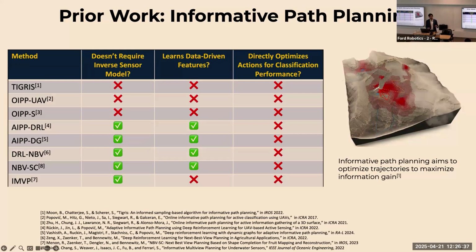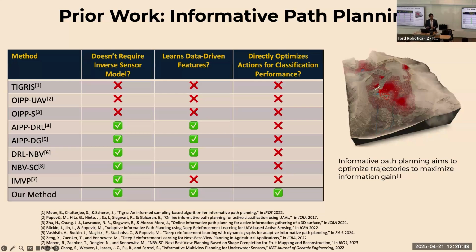Finally, IMVP, which is a work that's very similar to our work, doesn't require an inverse sensor model, but is still classically based in that it's based off of a Bayes net, and also optimizes for information gain rather than classification accuracy. Our method aims to fill this gap by not requiring an inverse sensor model, learning data-driven features through graph neural networks, and also directly optimizing for classification accuracy rather than any other proxy metric.